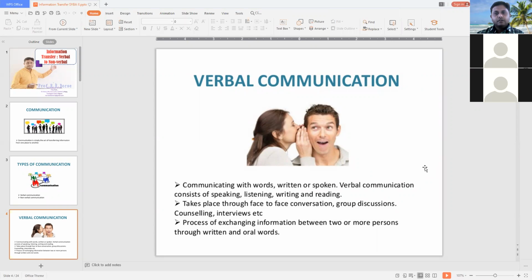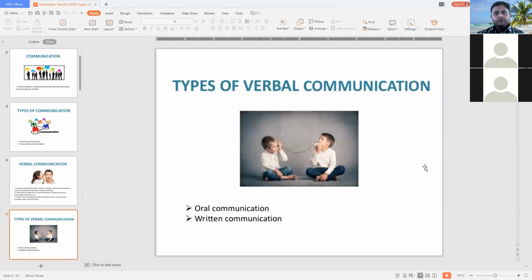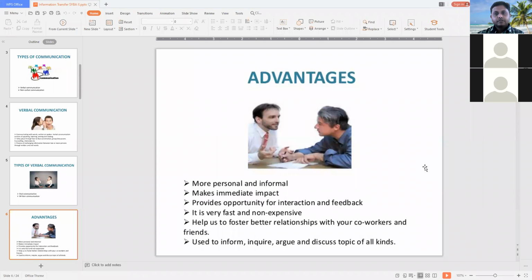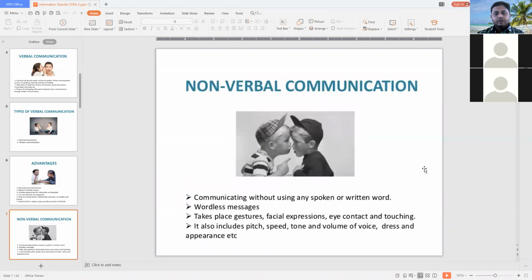Verbal communication means the words that are written or spoken. It means speaking, listening, writing, and reading. It comes under the category of verbal communication. Again, verbal communication has further classification as oral communication and written communication. These are the advantages of it, as we have discussed in the last lecture.